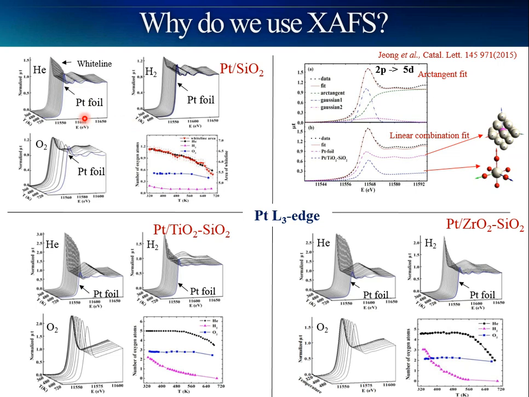We already found the oxygen coordination number from the EXAFS results, and then using the Gaussian fit and linear combination fit, we found out the correlation between the white line, which is the main peak here, and the number of oxygen around the platinum particles. So we make this graph.